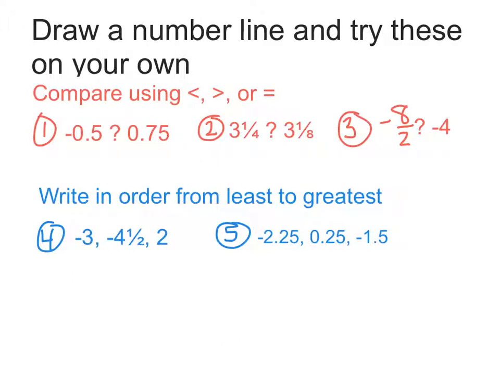For homework tonight, draw a number line and try these on your own. For the first 3, you're going to compare them using the less than, greater than, or equal sign. And for 4 and 5, you're going to write them in order from least to greatest. Remember that for fractions, such as number 2, you might have to put them into a common denominator if you can't visualize which one is bigger or you don't know which one is bigger. Remember to simplify number 3, right? And if you feel stuck, try Googling different number lines to help you see where these numbers are.